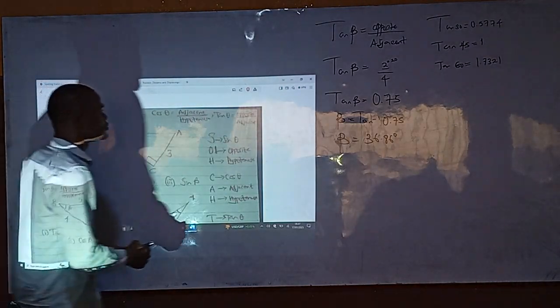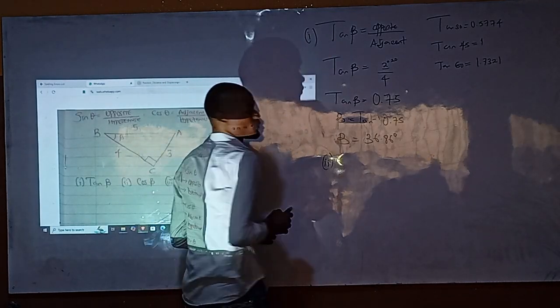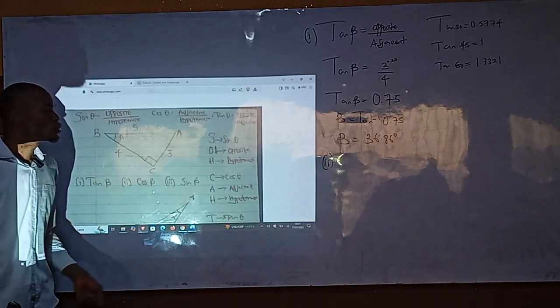What does Roman figure 2 need? This is Roman figure 1. This Roman figure 2 now, we have to get cos beta.